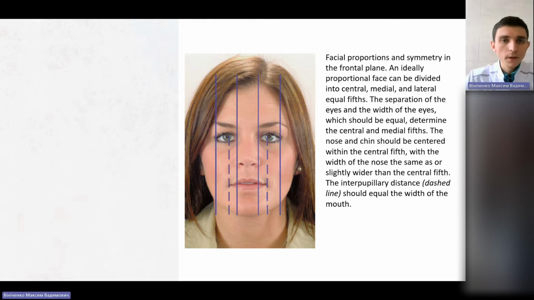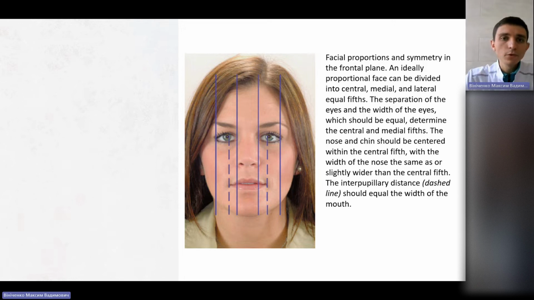So here you can see facial proportions and asymmetry in the frontal plane. When the patient comes to you the first time, you need to make these photographs, frontal view and lateral view. And in the frontal view, you could make these lines to show the patient if they have asymmetry, or maybe they wouldn't have this asymmetry. But in most cases, to some degree, we are asymmetrical.